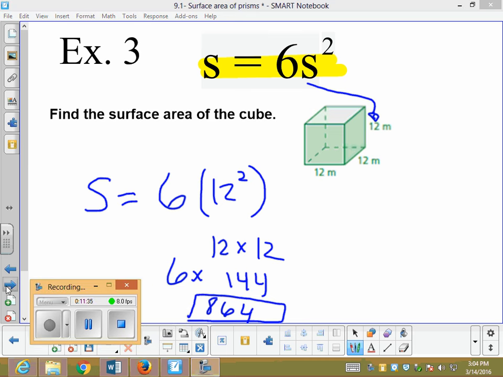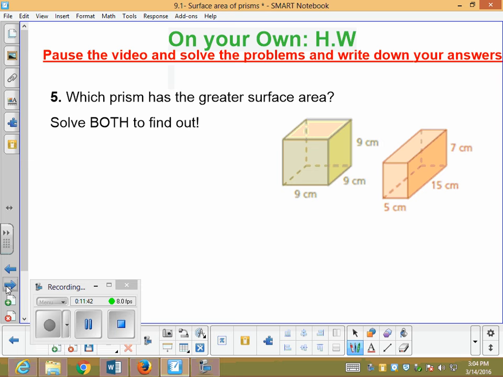Okay, if there's something you didn't understand in this video, again, go ahead and replay it, watch it over and over until it makes sense. Okay, all right, on your own, try to figure out which one is greater, the cube or the surface area of this prism. You have to solve for both in order to find that out.